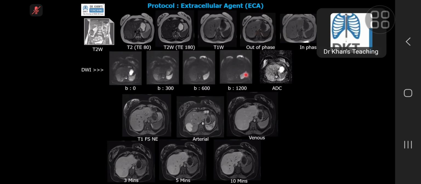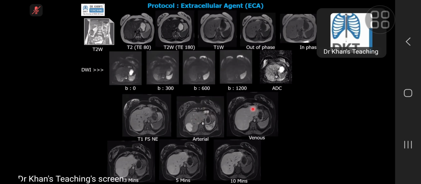This is the DWI sequence, and this is what I was asking you. When we do DWI sequence, we increase the B values. In our department, we are using B0, B300, B600, B1200. So this is the highest B value. Just see how things behave on this. Anything which is bright on the highest B value means restricted diffusion. ADC map has a lot of noise there, and on liver imaging, don't bother about ADC map. Just go for highest B value. Then we do a fat saturated T1 pre-contrast sequence, followed by, these are done with auto injector.